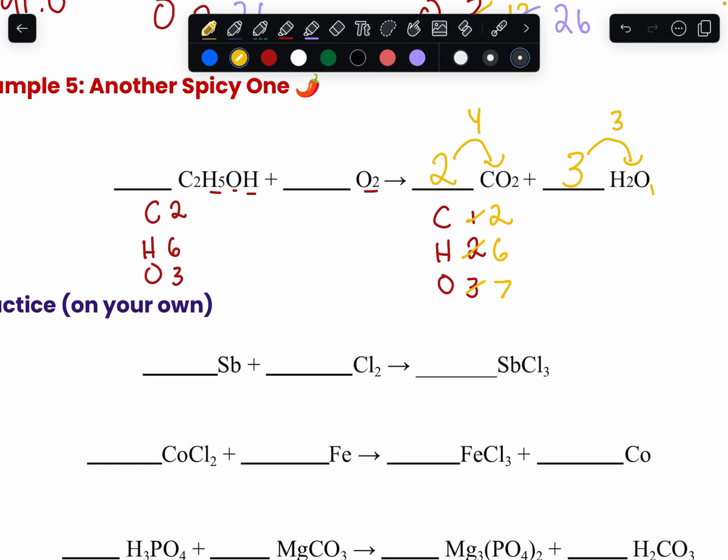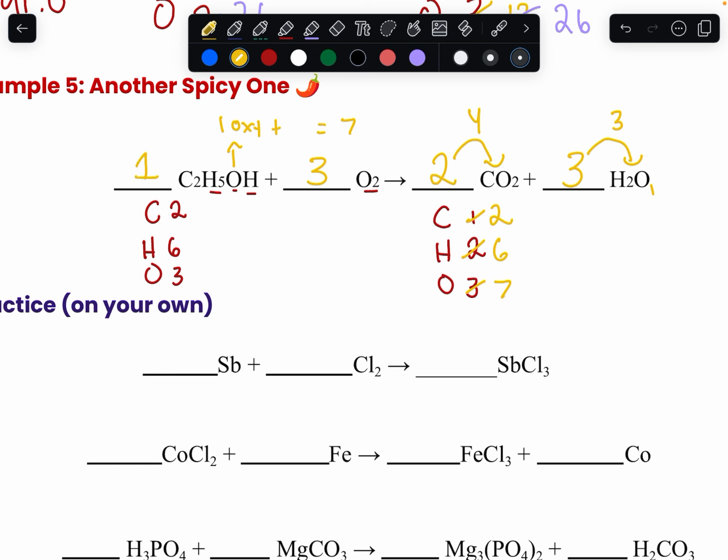Now, this seems like it's going to be tricky because we have a 3 and a 7. So here's my hint: over here, it looks like I have 1 oxygen, and I need to get to 7. So I need to think about what number plus 1 is equal to 7. Well, that number would be 6. Can we get 6 from this pair of oxygen group here? Well, yeah, if I just add a little 3 in there.